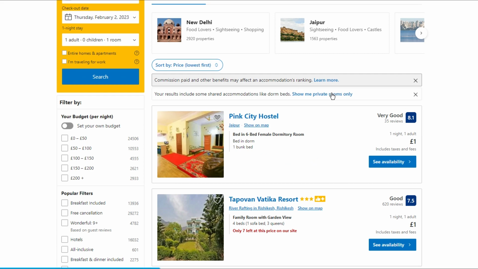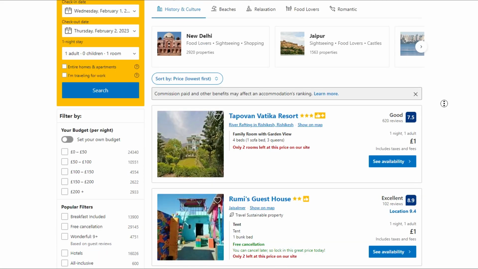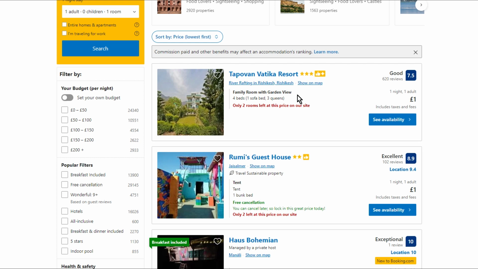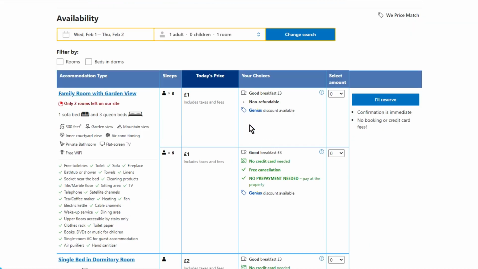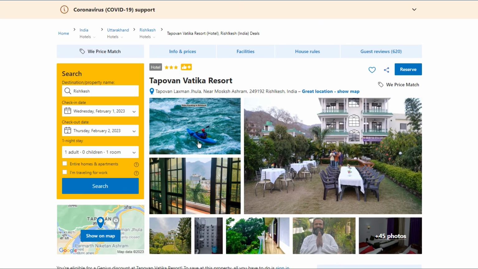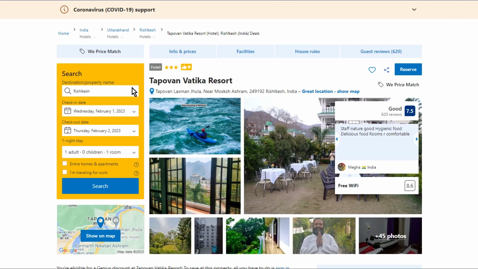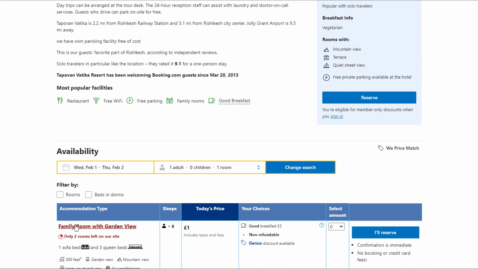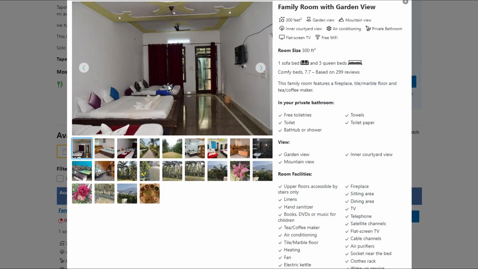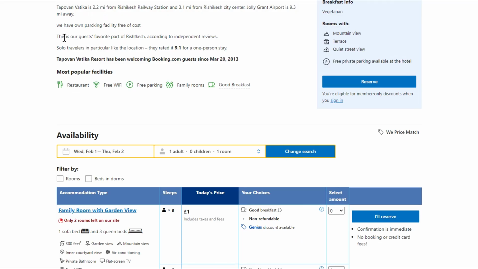Let's now take a look at the cheapest private room. Family room with garden view. £1. Is this one genuine? For this, you're getting 1 sofa bed and 3 queen beds. Sleeps 8 people, £1. I reckon that's actually a dorm. I don't think you get a full 8 beds for £1, even in India. First picture shows something that's got nothing to do with the hotel. Let's see what this looks like. If you're getting all of those beds for £1, I'll be amazed, but I think that is a dorm. A dorm with double beds does seem a bit odd, actually.